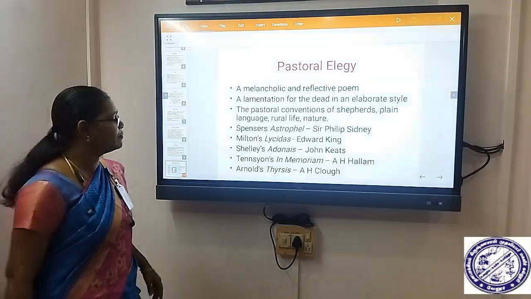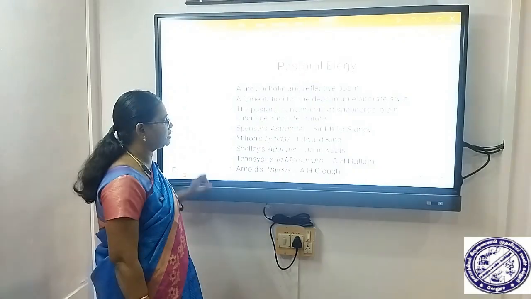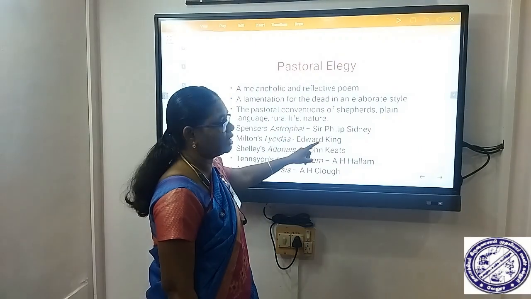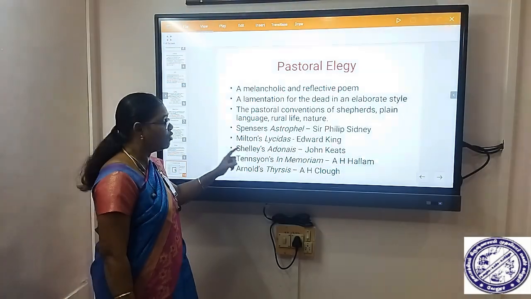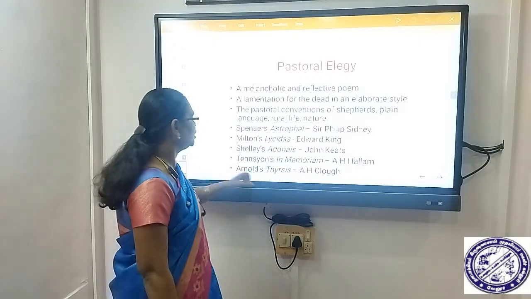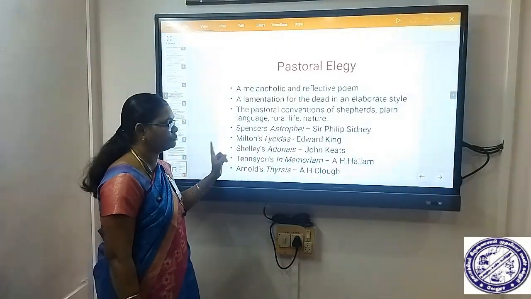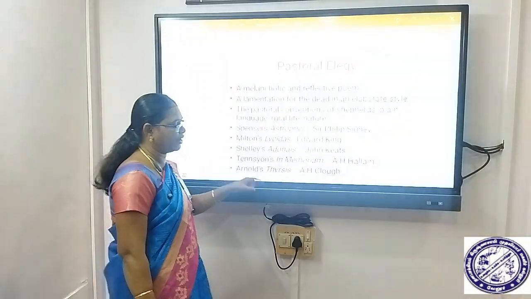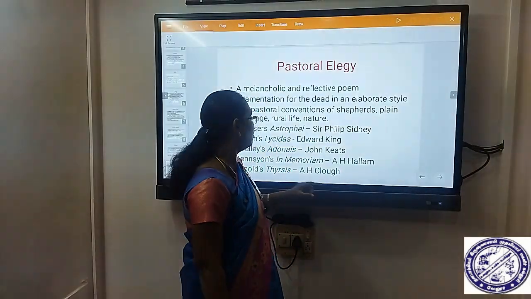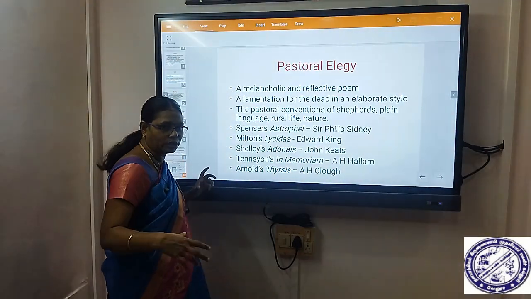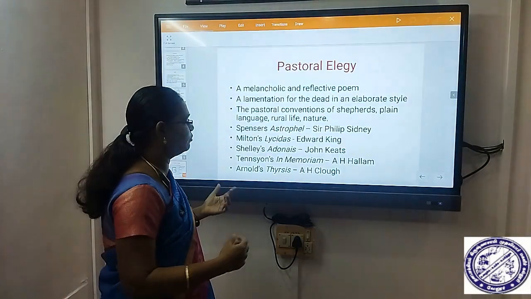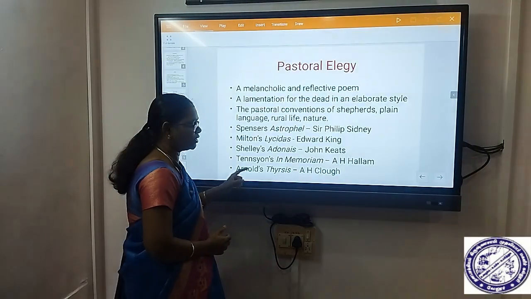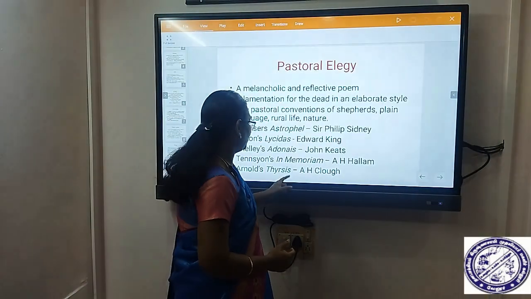The best examples of pastoral elegy are Spenser's Astrophel, which he wrote for his friend Sir Philip Sidney; Milton's Lycidas, which he dedicated to his friend Edward King; Shelley's Adonais, written in memory of his friend John Keats; and Tennyson's In Memoriam, which he wrote for his friend A.H. Hallam. Tennyson took a long gap before writing again because he mourned a lot for his friend and could not accept his death. Arnold's Thyrsis he wrote for his friend A.H. Clough.